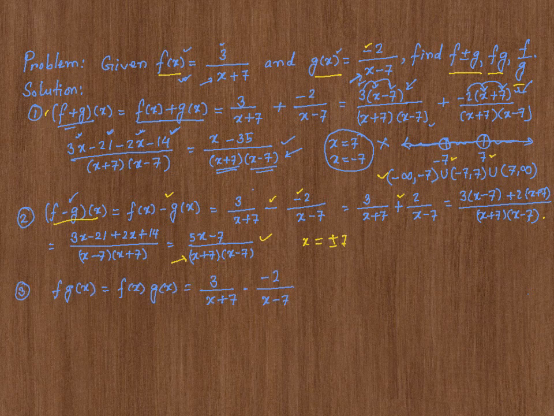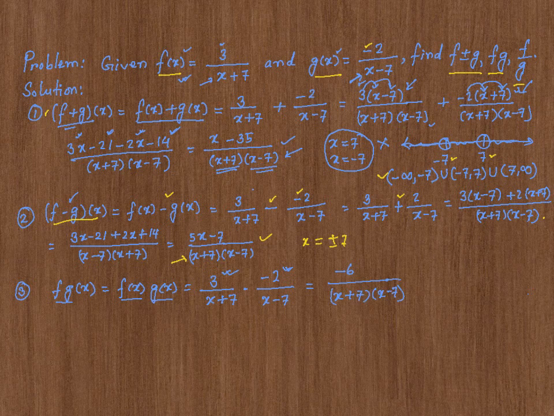Finding the product is kind of easy for these two particular functions. f times g of x is f of x times g of x. This is my f of x and this is my g of x. If I multiply it, it's going to be negative 2 times 3. Negative 2 times 3 is negative 6 divided by x plus 7 times x minus 7.